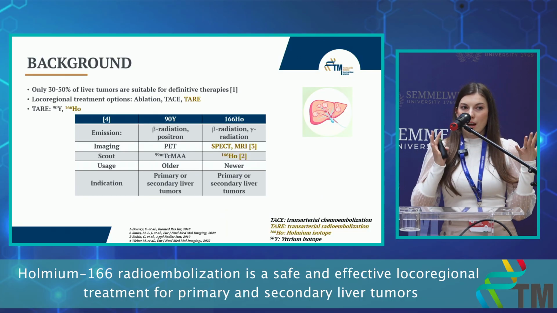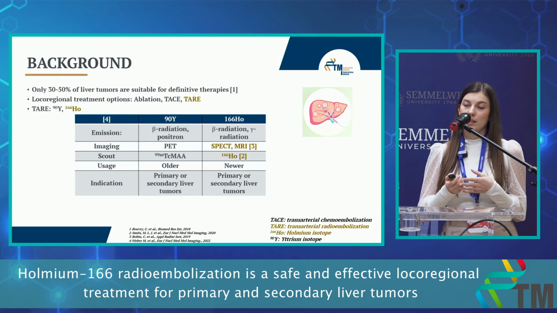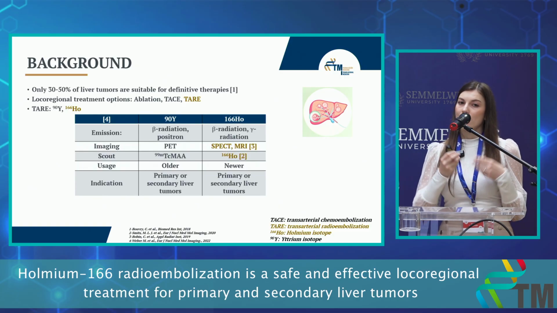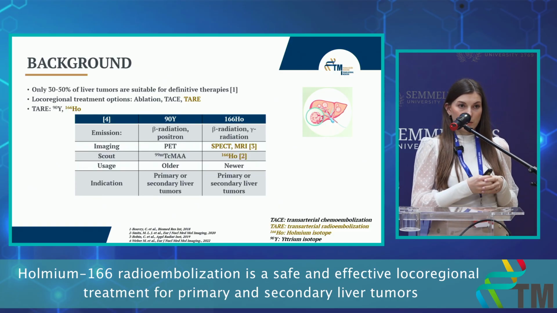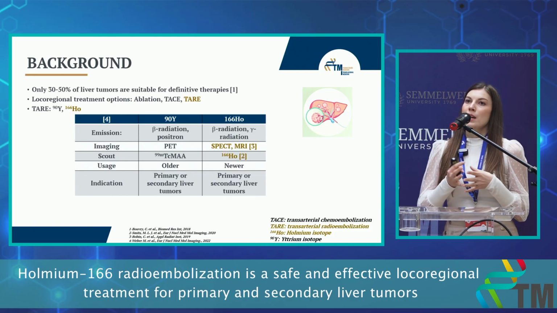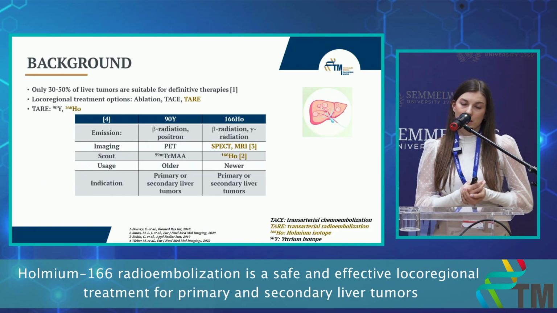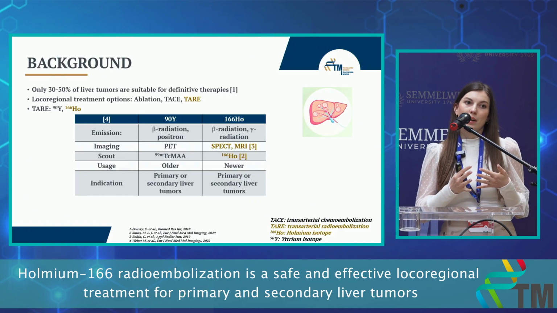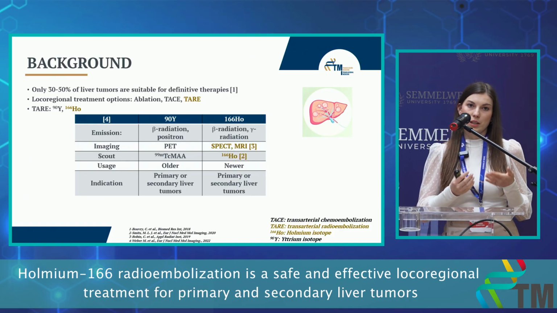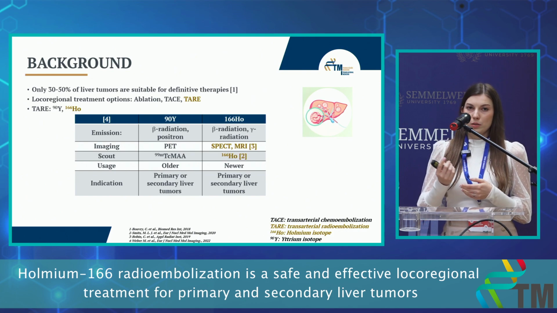So liver tumors are a global health problem. However, only 30 to 50% of these tumors are suitable for definitive therapies like surgery or resection. Therefore, there is a need for local regional treatment options. And these options include ablation, transarterial chemoembolization, and transarterial radioembolization. And according to guidelines, there are some scenarios when radioembolization can be the best choice because it can be potentially curative.